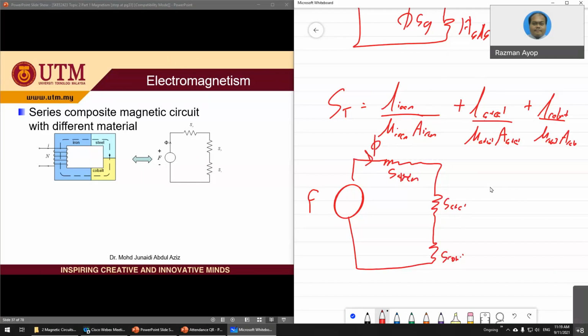Okay, so the same concept. F is equal to flux times S total. You can get either one; usually they give this one and you have to find the flux. Or it can be the other way around: if they give the flux, you have to find the current.